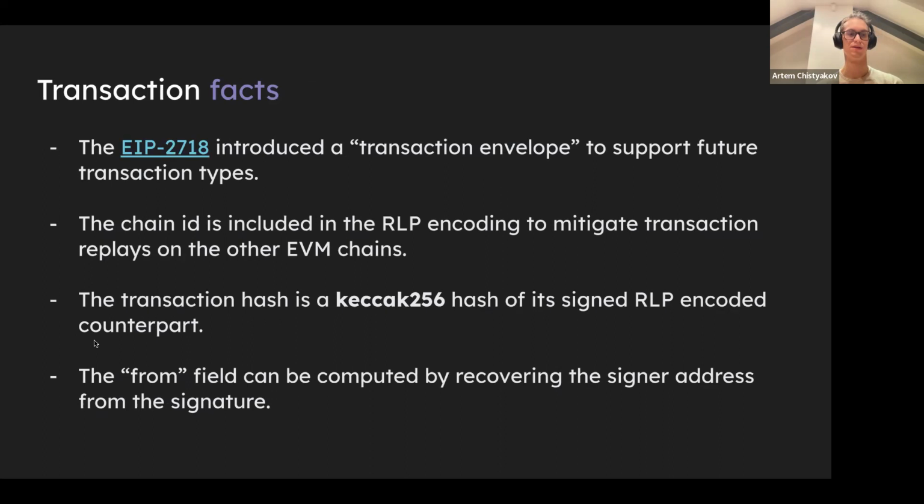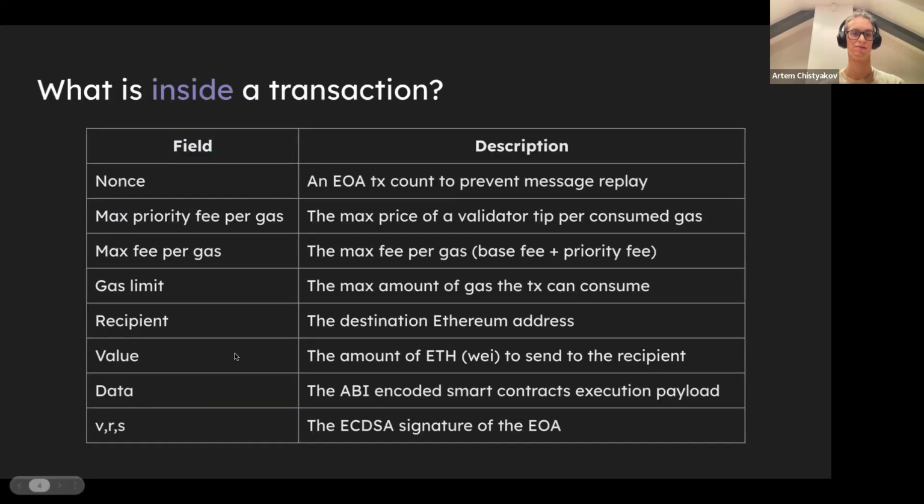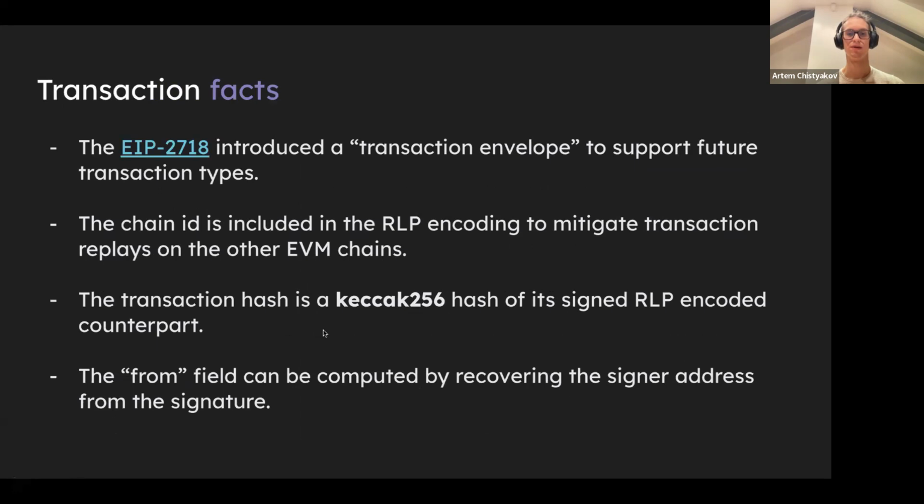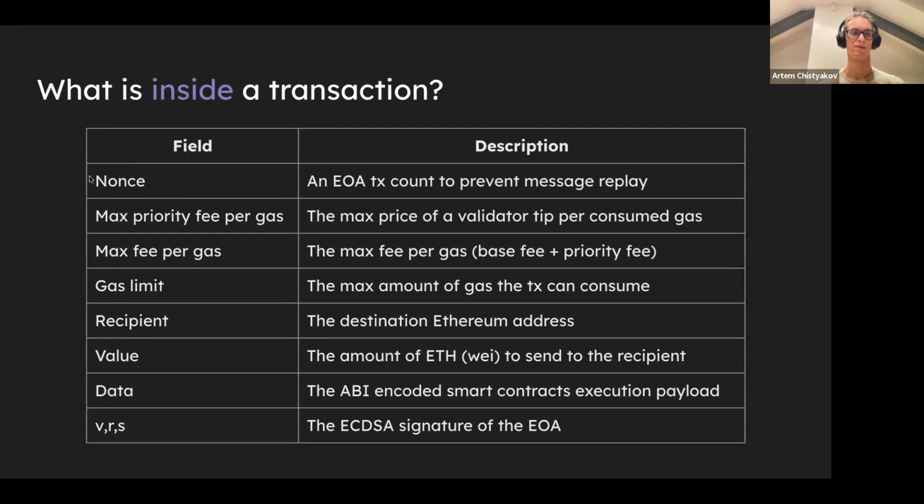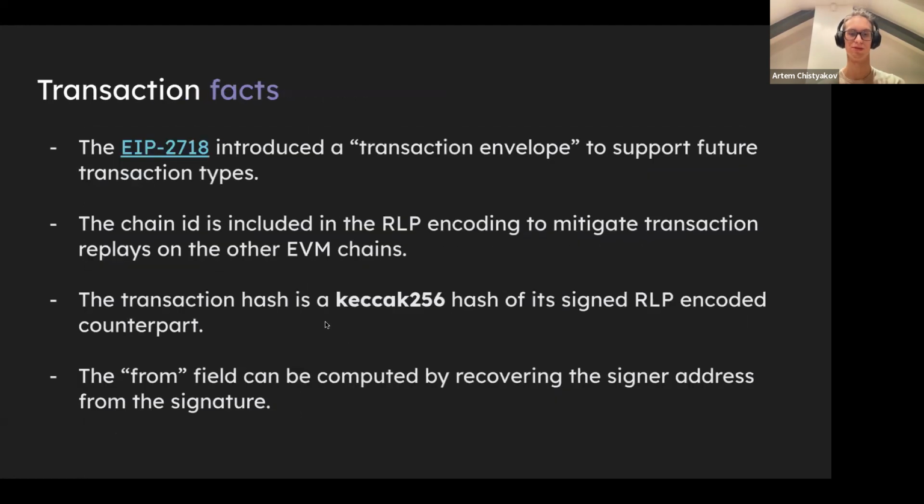Then the transaction hash is calculated as a Keccak 256 hash of the signed RLP encoded counterpart. What I want to say here is that the hash of the transaction is absolutely deterministic, and it is based on the content of this transaction with the signature. So it is not this data, but data together with the signature that is RLP encoded on top. And because we have a unique nonce for pretty much every transaction, that means that it is impossible to have transactions with the same hash.